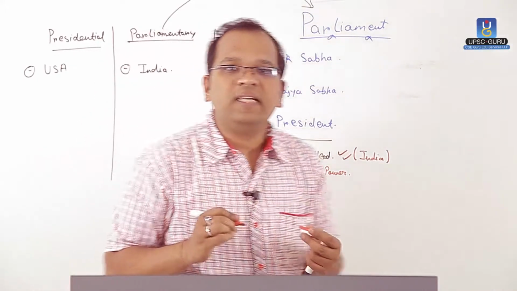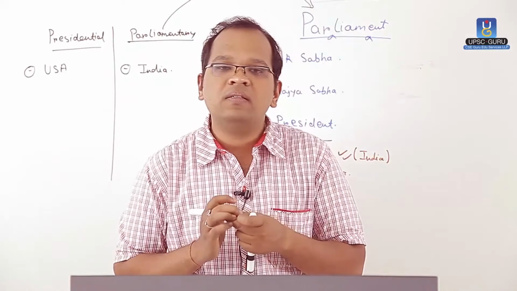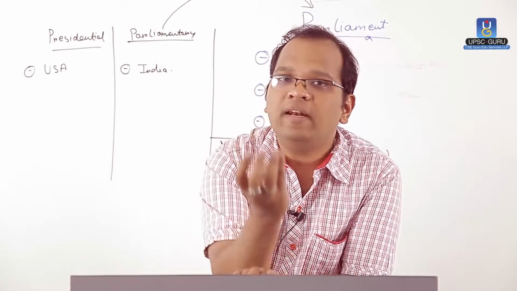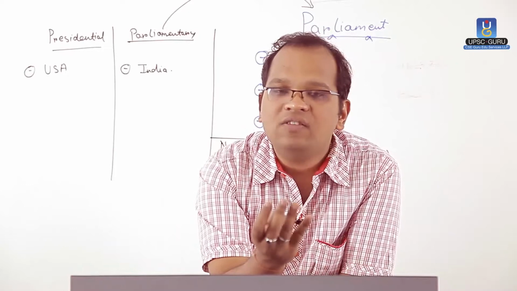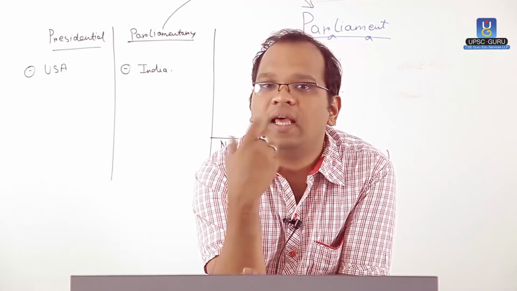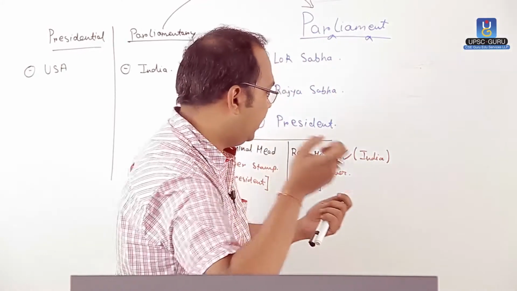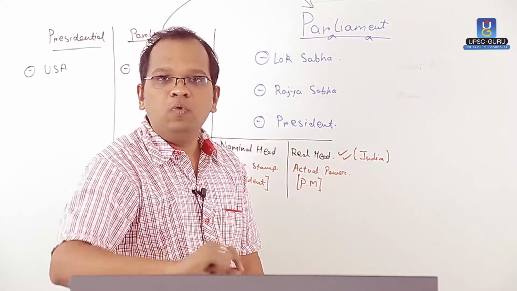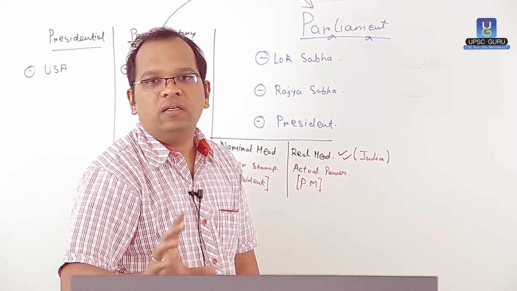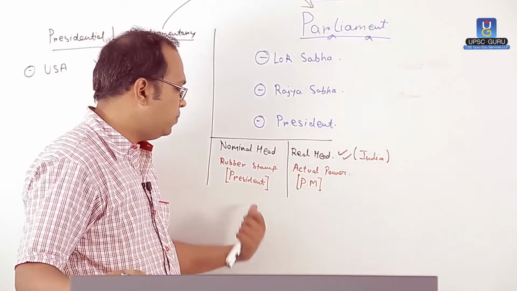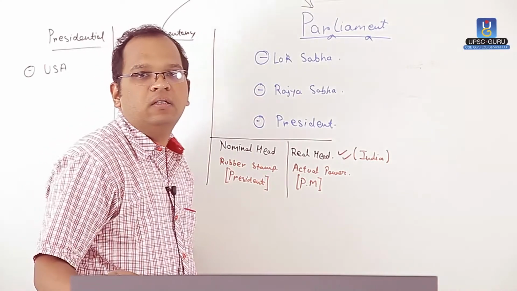What does this rubber stamp mean? Rubber stamp means signing authority, but the actual brain, the actual concept and the actual decision are taken on the assent of the Prime Minister in India. If he approves it, only the formal approval authority is your president in India.